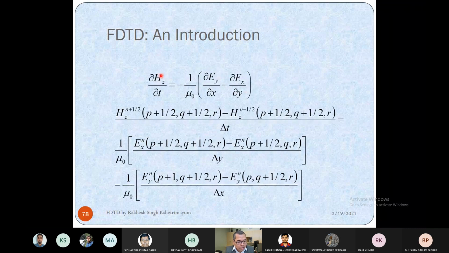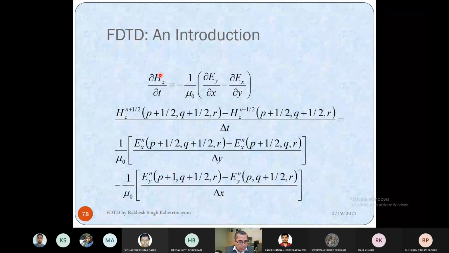Similarly, you can have ∂Hz/∂t equal to -1/μ0 (∂Ey/∂x minus ∂Ex/∂y). You can write it. Look at this Hz. Hz is at the center of the face in the xy plane. So the x and y running indices would be half integer space steps, p plus half, q plus half. And it's a time derivative, so n plus half, n minus half, divided by delta t.